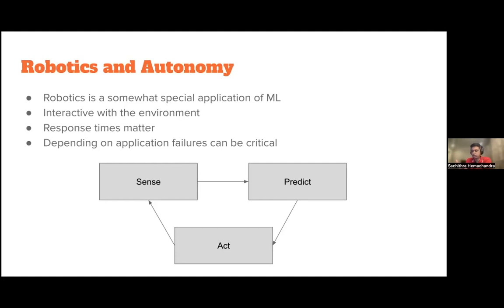You need to be able to figure out what you're sensing and predicting in a matter of 10 to 100 milliseconds in fast moving environments like self-driving. And depending on the type of application, if one of these pieces, or sometimes the whole thing if it's end-to-end learned, if something critical fails, it can lead to a safety critical failure.